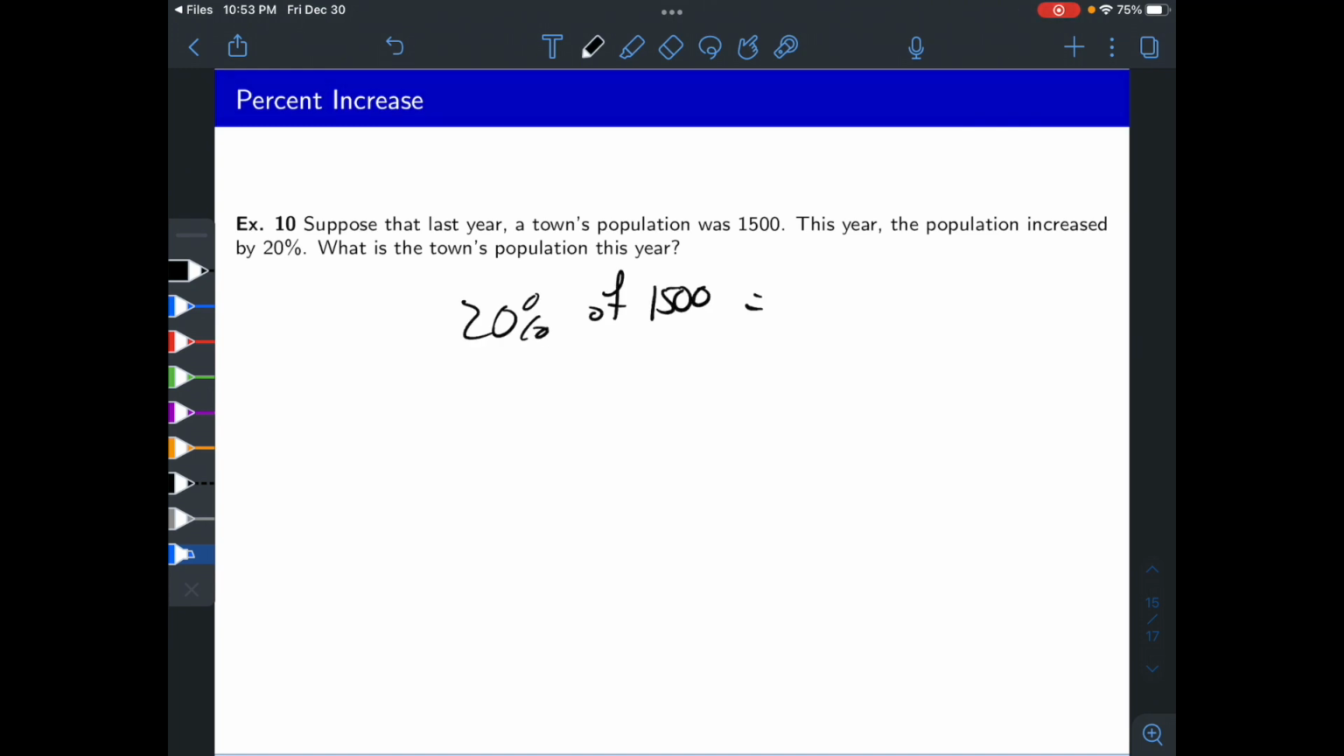And that would just be, so you could just do 0.2 times 1,500, or you could realize that 20% as a fraction is just 1/5. And so what is 1/5 of 1,500? Well, 1500 divided by 5 is equal to 300. Okay, so 20% of 1500 is 300, so that means that the population goes up by 300. So if it increases from 1500, then we would go up to 1800.